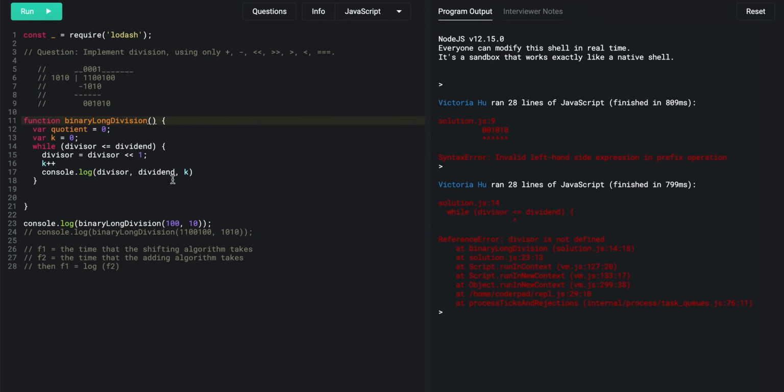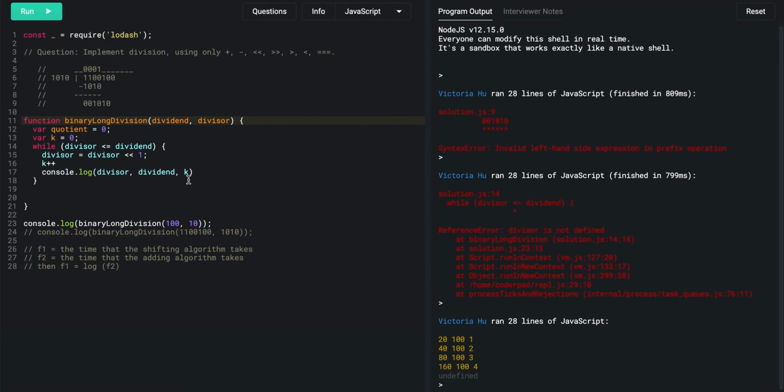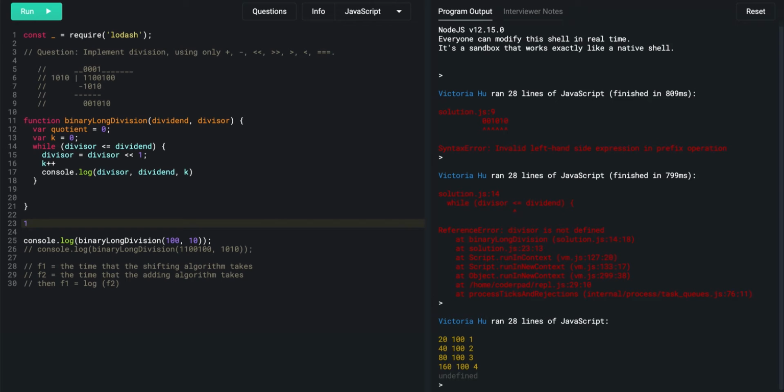Alright, we want to do divisor, dividend, and divisor in the function. So there would be 4 rounds. Basically, we would go from 10 to 20 to 40 to 80 to 160 until it's greater than 100. 100 in this case would actually just be 1010. That would be that in binary.